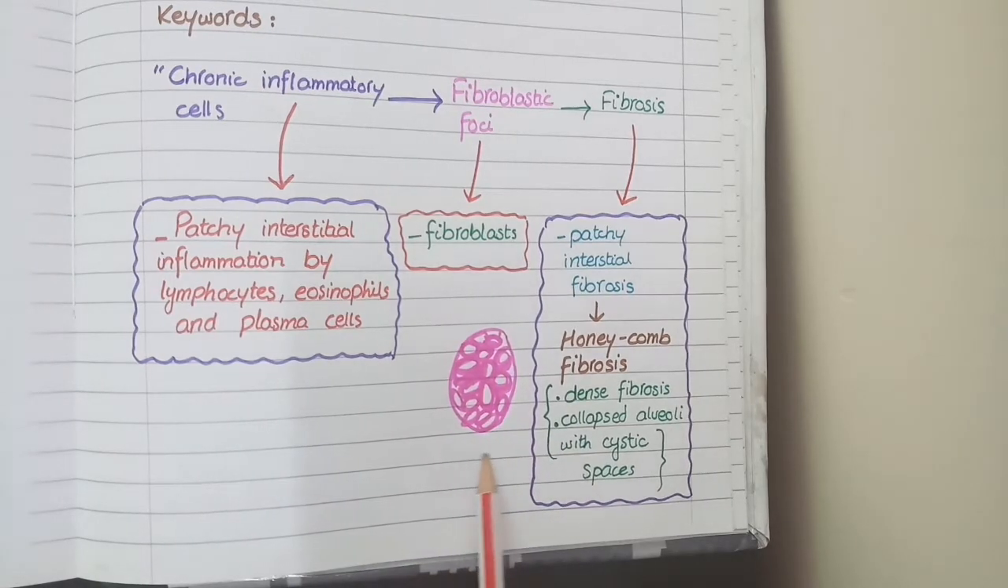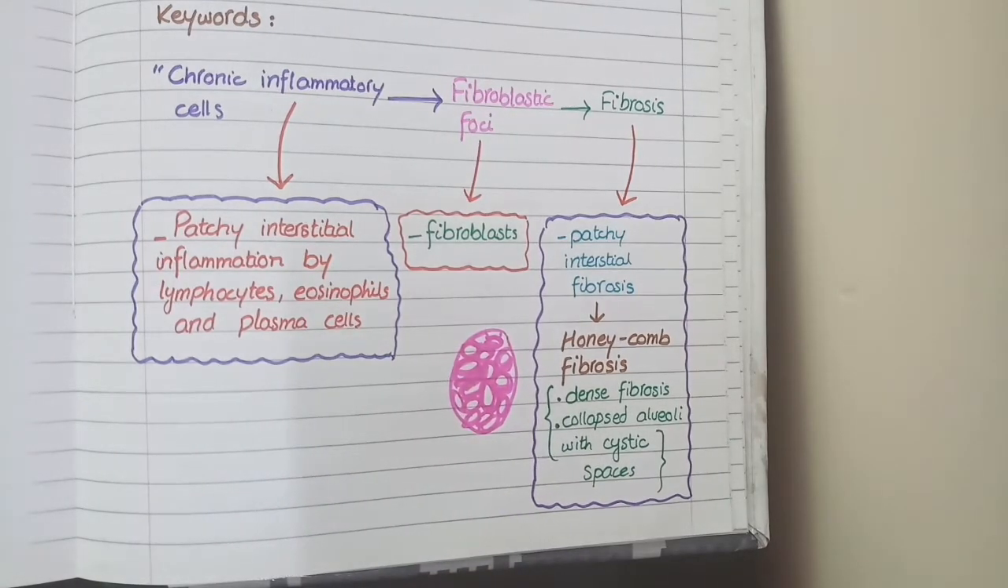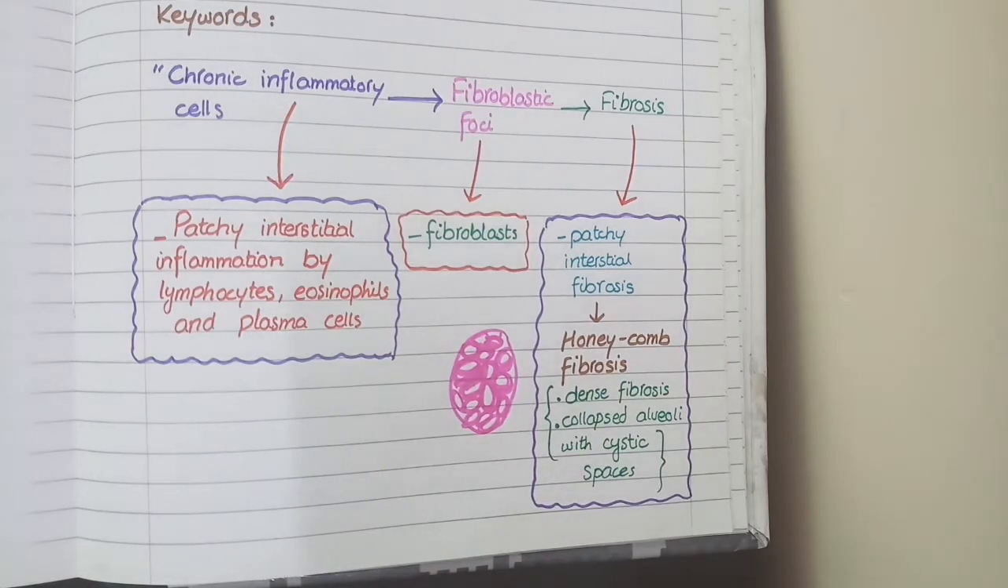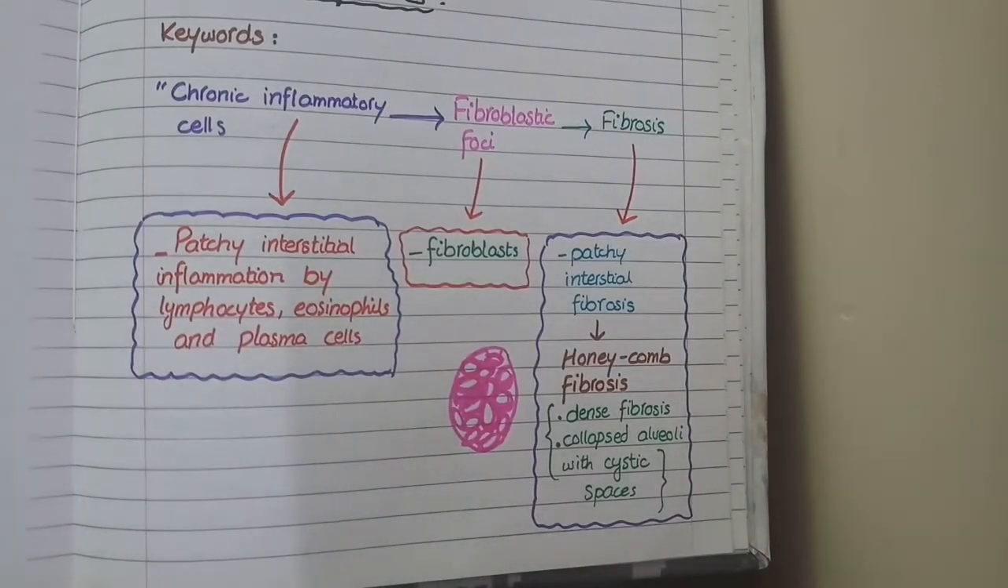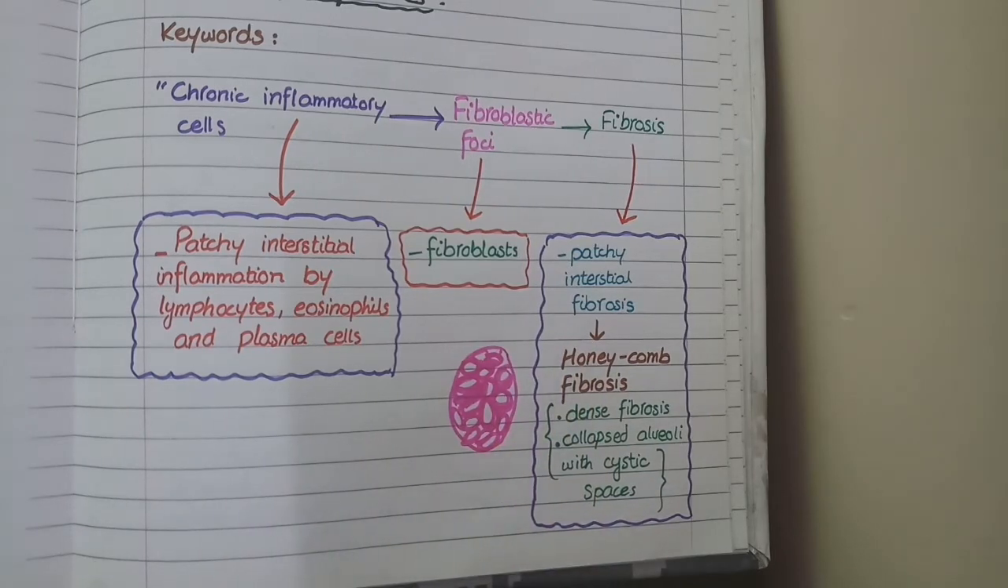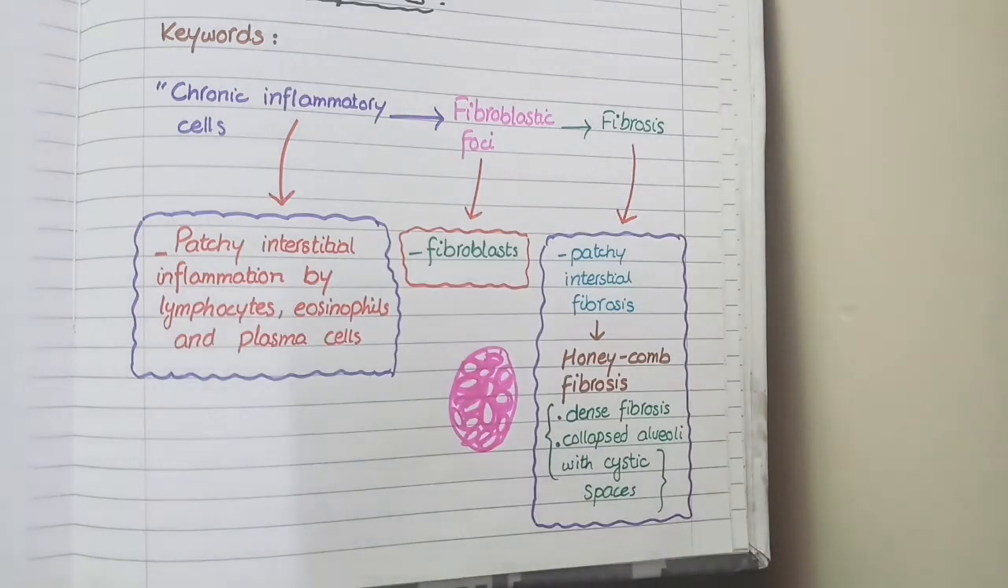This structure is known as honeycomb fibrosis. So what is honeycomb fibrosis? Honeycomb fibrosis means that interstitial fibrous tissue becomes so dense and thick that it collapses the alveoli into cyst-like spaces, and the overall structure resembles a honeycomb. So we call this honeycomb fibrosis, which is a feature of idiopathic pulmonary fibrosis at later stages. So overall on microscopy you see patchy interstitial inflammation, you see fibroblastic foci, and you see patchy interstitial fibrosis, which later becomes honeycomb fibrosis.